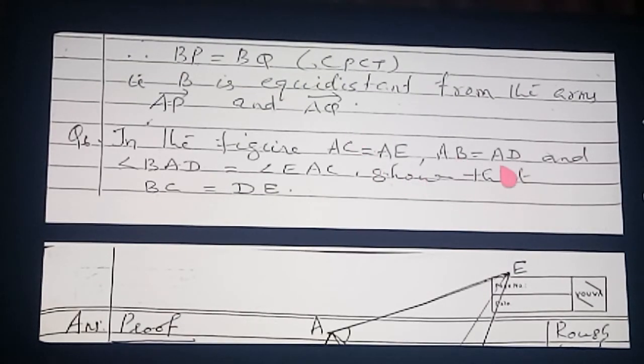Question, listen. AB and AD are already given in the question, and AC equal to AE is also given. One angle we have to connect together; that is your main aim. So all of you take your textbook and sit, then while scrolling you can see the diagram properly.